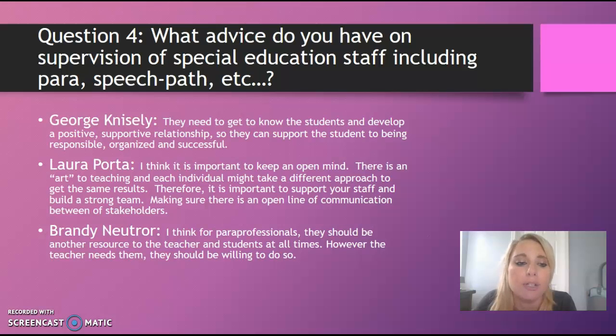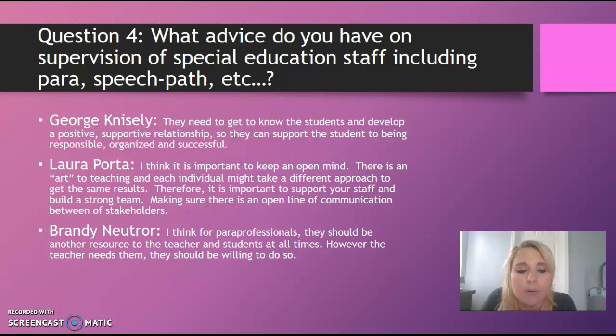Laura Porter mentioned keeping an open mind, that different teachers have different approaches, but they can all reach the same goal for the students, and basically having that communication line is the biggest factor. That is something too that we've already talked about in class in modules 3, 2, and 1. So I find that that communication line being open is very important.